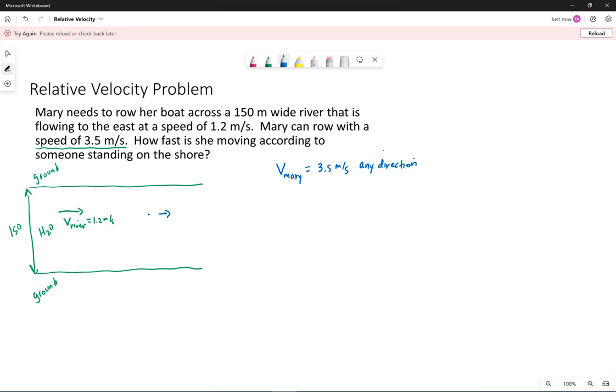So ultimately, it wants to know how fast is she moving according to someone standing on the shore. So ultimately, we want to say the velocity, accounting for a specific direction as well as how fast, of the river plus v of Mary, those velocities, will be the velocity seen by a person on the shore.